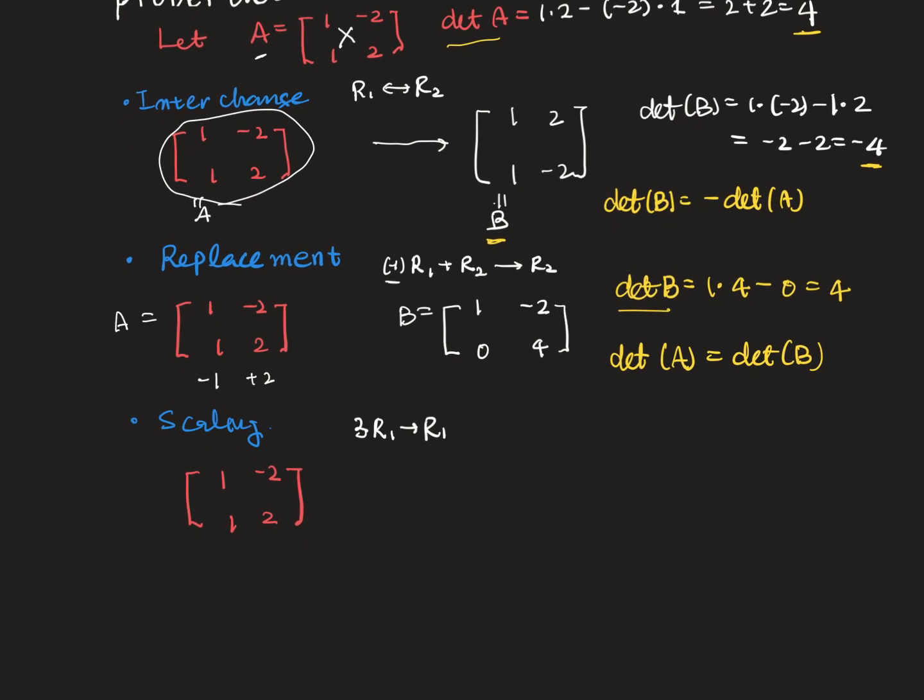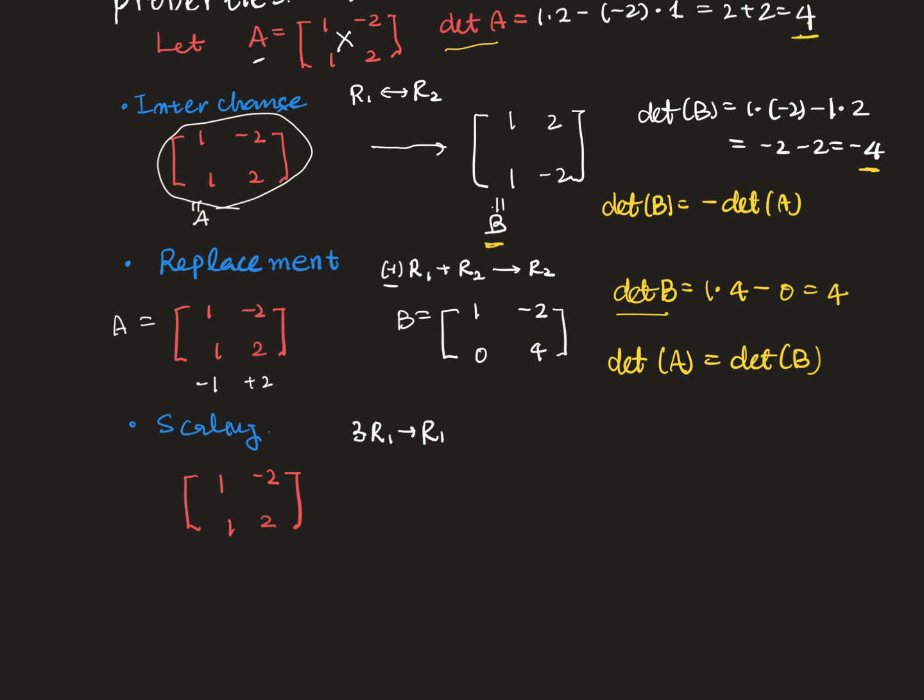Next one is scaling. Scaling is like you multiply by a number or divide by a number. If we multiply by a fraction, that's division, right? Let's say this one is matrix A. You're going to multiply the first row by 3. So you're going to have matrix B, which is 3, negative 6, 1, and 2. Let's calculate the determinant of B. That's going to be 6 plus 6, that's 12.